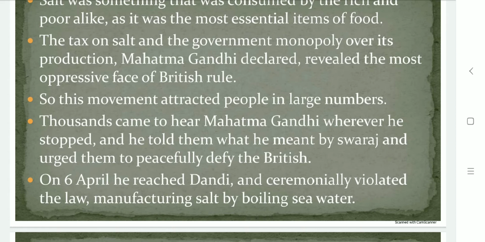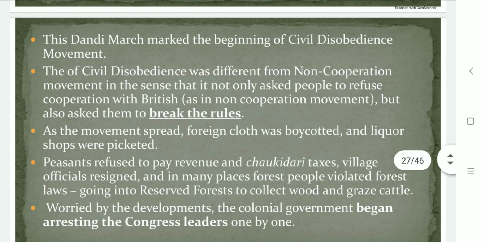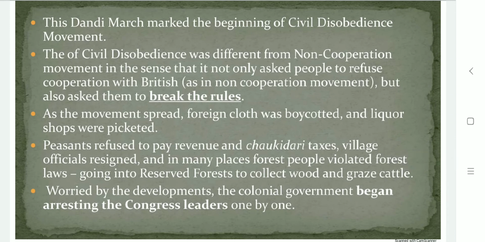On 6th April, he reached Dandi and he violated law and manufactured salt by boiling seawater. Dandi March marked the beginning of civil disobedience movement. The civil disobedience movement was different from non-cooperation movement. In non-cooperation movement, people were asked to refuse cooperation with British, as the name was non-cooperation movement. But in civil disobedience movement, people refused to cooperate with British government as well as they broke rules also.